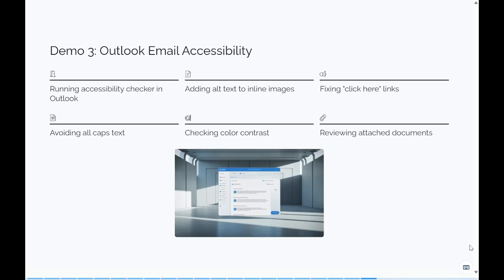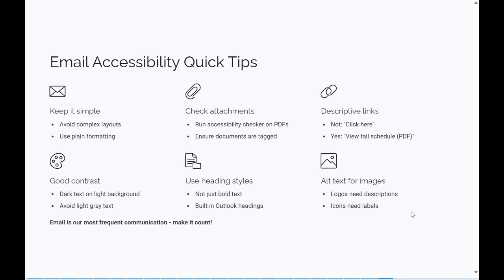So here's a little summary. Running the accessibility checker in Outlook, making sure you add alt text to any inline images, and don't forget, if you have an image in your signature, you also need to make sure that that has alt text. Fixing any links that you may have labeled click here, avoiding all caps text, checking the color contrast, and reviewing the attached documents. So here are your email accessibility quick tips.